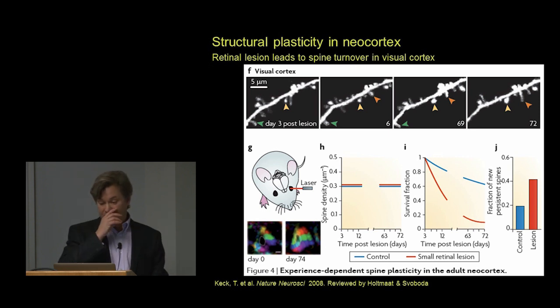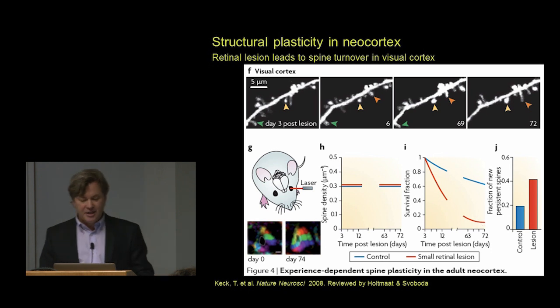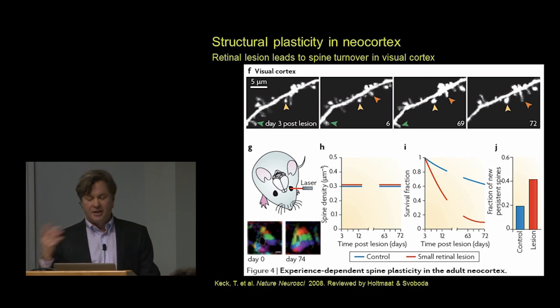And the next panel is the real finding. The x-axis is time after the lesion, 3, 12, and then jumping all the way out to 63 days and beyond. And the y-axis is the survival fraction. In the control animal, a certain number of spines turned over, or in this case, disappeared, and roughly a third of the spines disappeared over the course of 10 weeks. But with the lesion, 90% of the spines turned over.